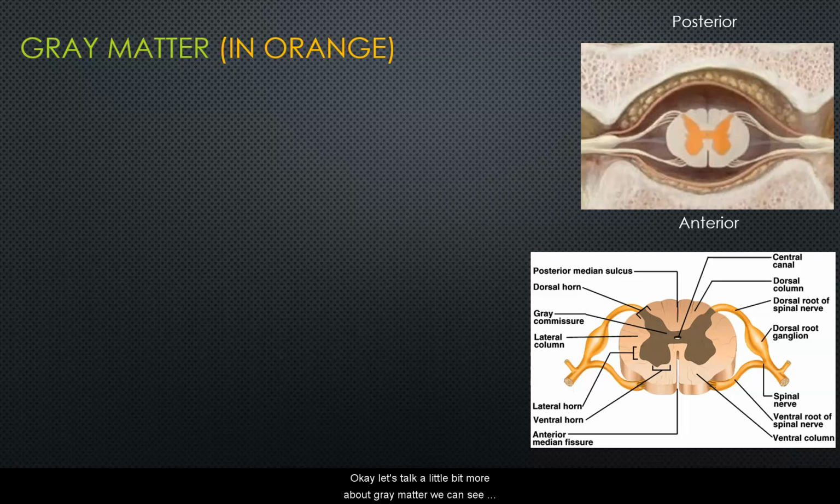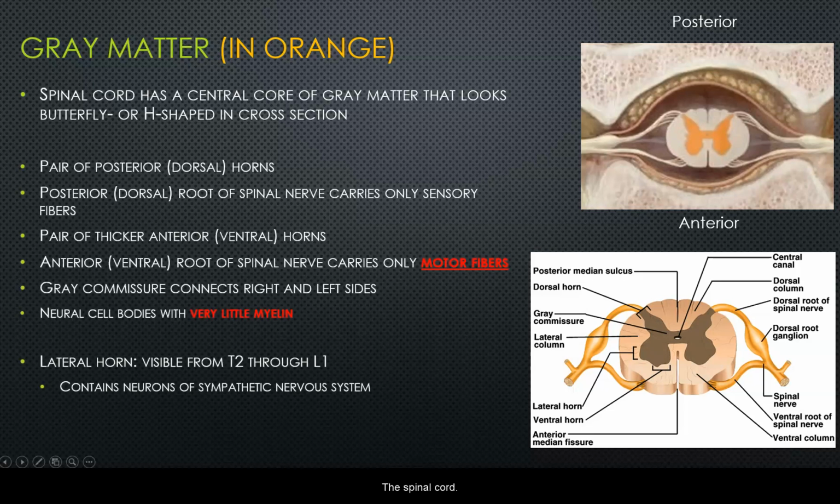Okay, let's talk a little bit more about gray matter. We can see here in the posterior view this orange color. This is the gray matter. Down here in the brown color is the gray matter. So the spinal cord, as you can see, has a central core of gray matter, and it actually looks somewhat like a butterfly or an H shape when you look at it in cross-section. The core here consists mainly of two posterior or dorsal horns and two thick anterior or ventral horns.